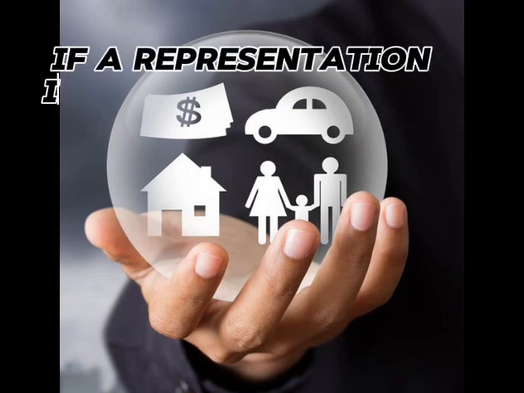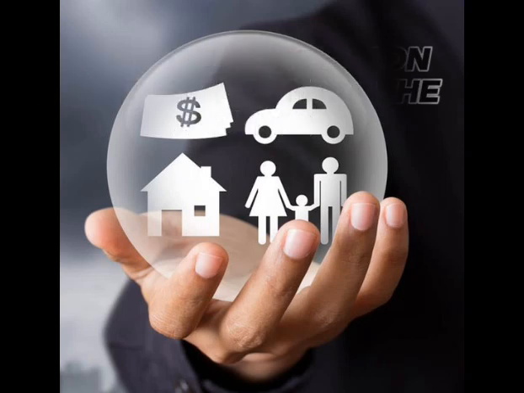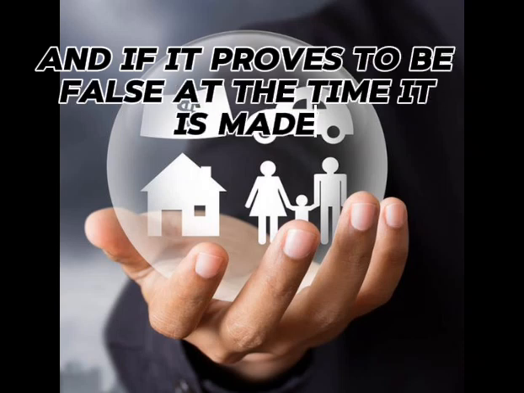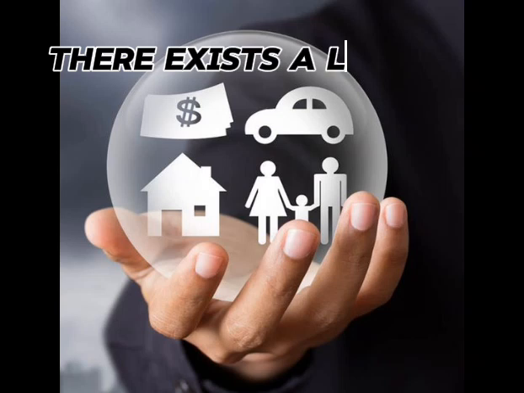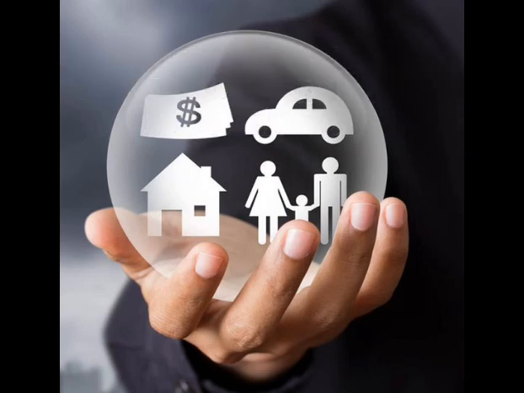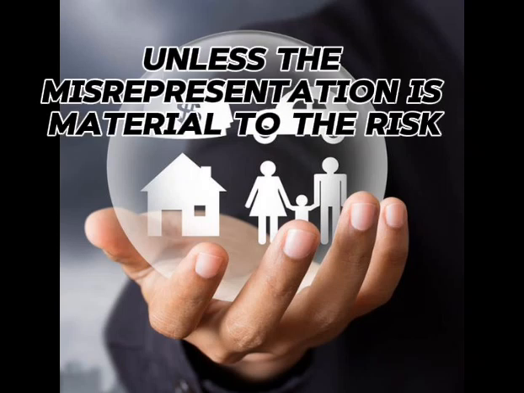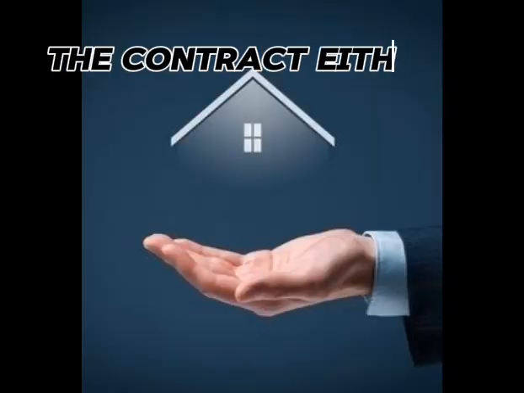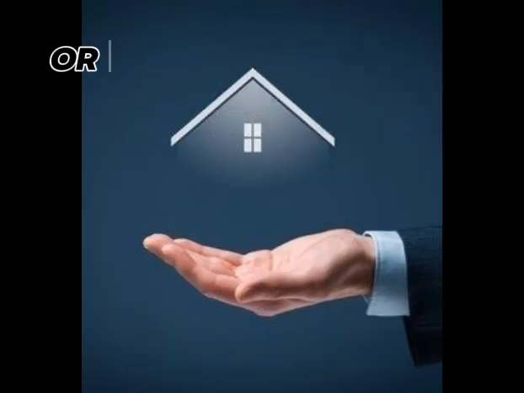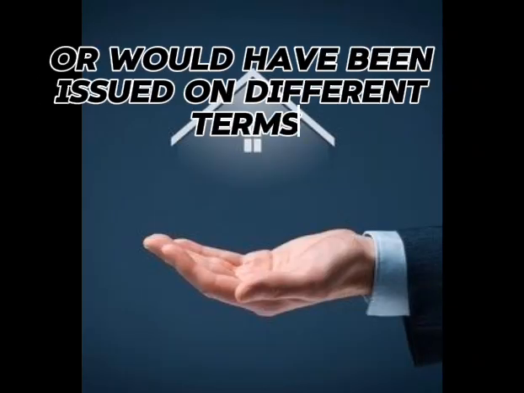If a representation is relied upon by the insurer in entering into the contract, and if it proves to be false at the time it is made or becomes false before the contract is made, there exists a legal ground for the insurer to avoid the contract. Avoiding the contract does not follow unless the misrepresentation is material to the risk. That is, if the truth had been known, the contract either would not have been issued at all or would have been issued on different terms.